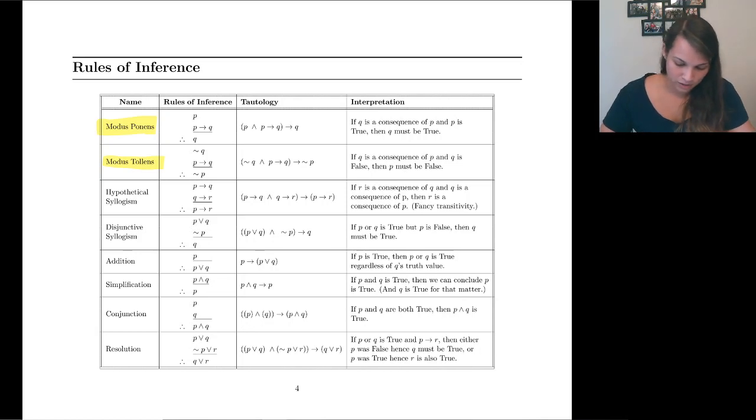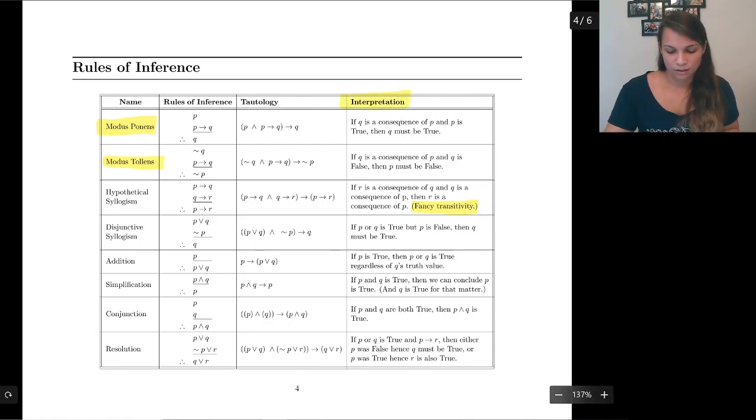Next one is just fancy transitivity. If P implies Q and Q implies R, you get P implies R. I'm not going to go through and read all these. This is in a handout. Go through and read each of these and make sure that you understand what this column is saying, except for this guy. This guy is, we'll just say, not very important.